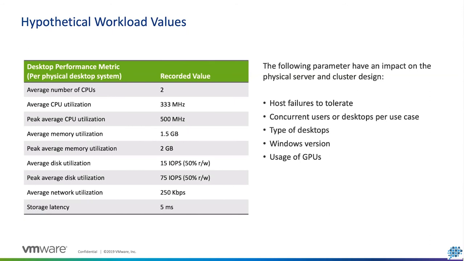The average number of CPUs that was figured out during the assessment, the average CPU utilization, the peak average CPU utilization, the memory utilization, the peak memory utilization, the disk IOPS required for reads, the disk IOPS used for writes, and any kind of network utilization and storage latency. So we need all of this information because this workload characteristic has an impact on the sizing of our cluster.